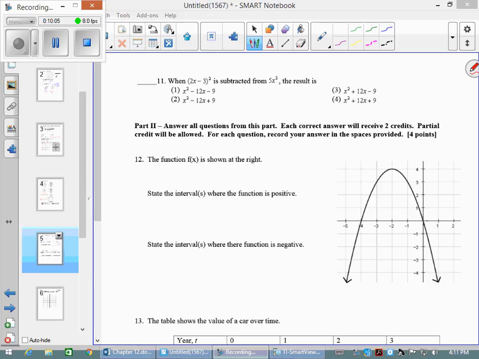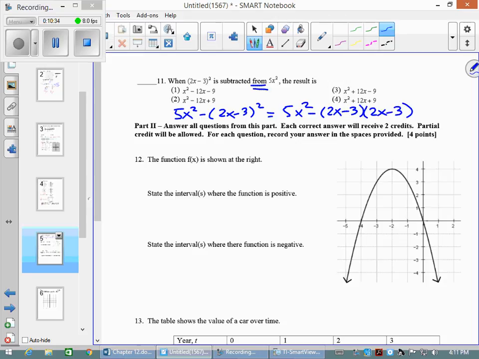For question 11, it's asking when (2x minus 3) squared is subtracted from 5x squared, what is the result? So that means 5x squared is my leading term, and I'm subtracting this binomial being squared. So first I have to actually square the binomial before I can subtract. So this is going to become 5x squared minus (2x minus 3) times (2x minus 3). You can choose to distribute or use the box method here.